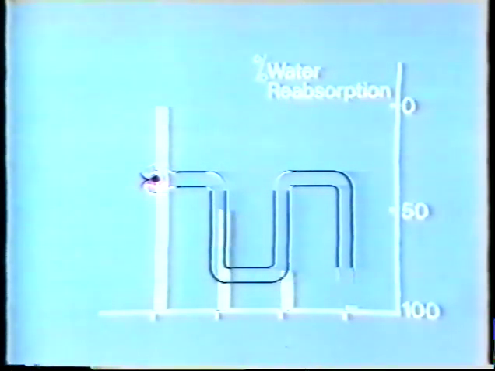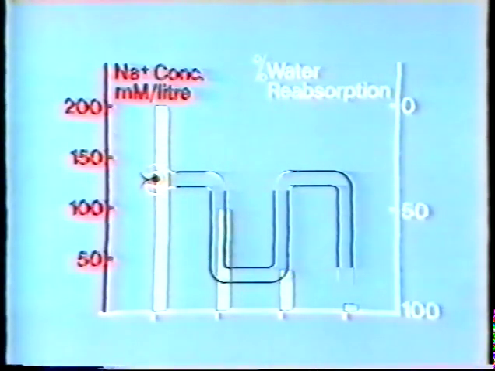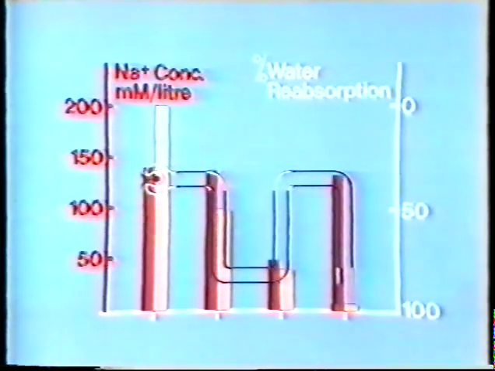The amount of fluid initially filtered by the glomeruli is very large, maybe 100 times the volume of the animal's blood in a single day. But the amount of fluid lost in the urine is remarkably small. If we look at the sodium concentration at the same points along the nephron, the figures look less startling. They rise from 150 millimoles per litre in the plasma to 200 millimoles per litre in the final urine.